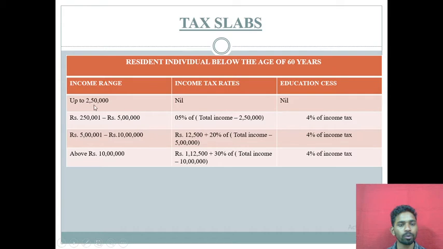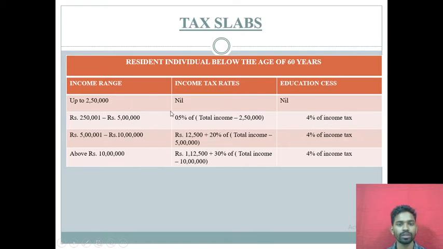Okay, so up to 2,50,000 there is no need to pay the income tax rates as well as the education cess. But more than 2 lakh up to 5 lakh, if the income falls there, then he has to pay the tax. How many percentage? 5%. It means total income minus 2,50,000, whatever amount is remaining, on that amount he has to pay 5%, plus 4% of income tax.